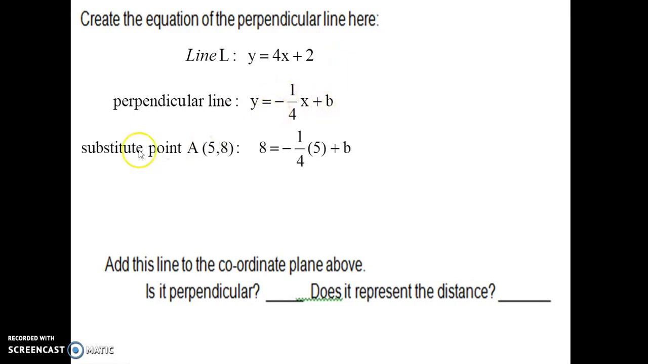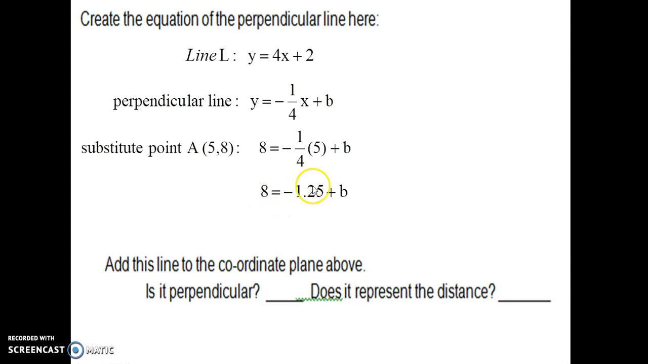We will find out what b is by substituting the point A, because we want this perpendicular line to pass through point A. So we're going to use point A in that equation. So if this is the equation of the perpendicular line, we're going to substitute this in. Here's your x value. So x is here, so this 5 replaces the x. Here's your y value of 8, so that 8 will replace the y right here. So we've substituted that point. Now all we have left in this equation is b, so we can solve for b. Negative 1/4 times 5 is negative 1.25.